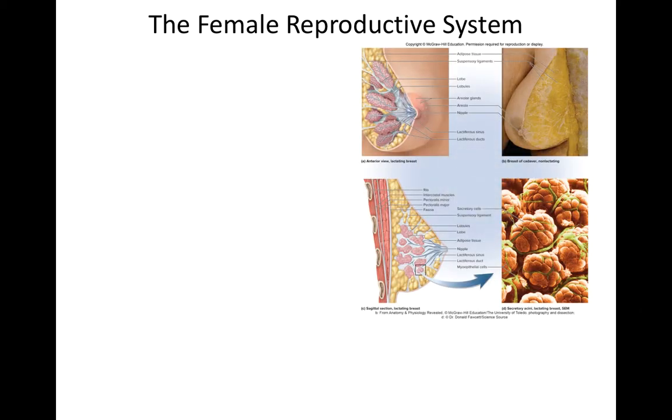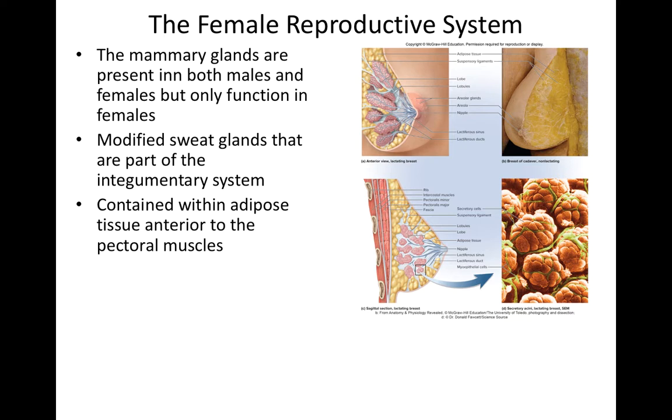The breast tissue is going to function obviously in the nourishment of the infant. So we're talking about mammary glands. Males and females have these. They only function in females, but males have them. These are actually modified sweat glands. They're technically part of the integumentary system.